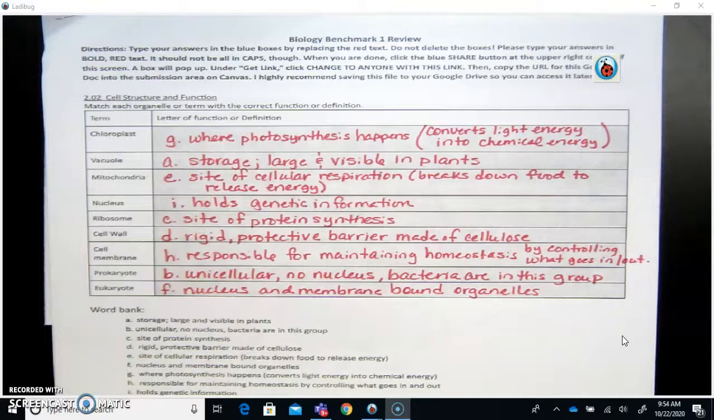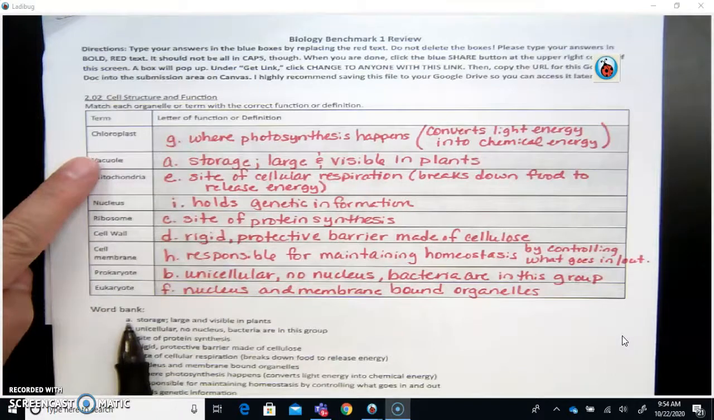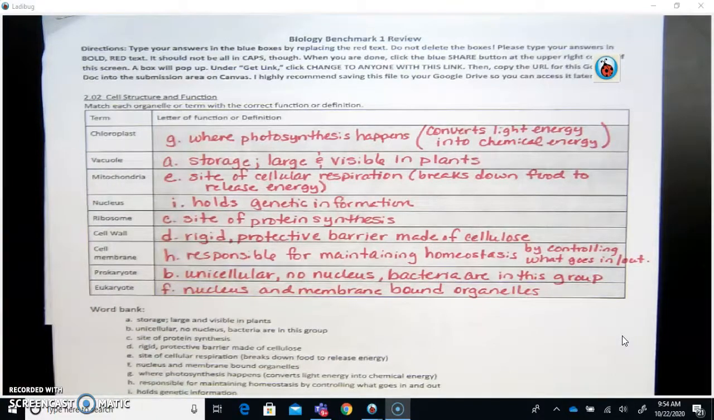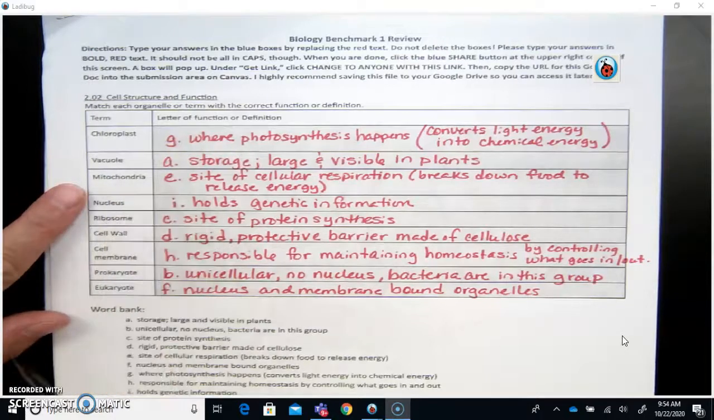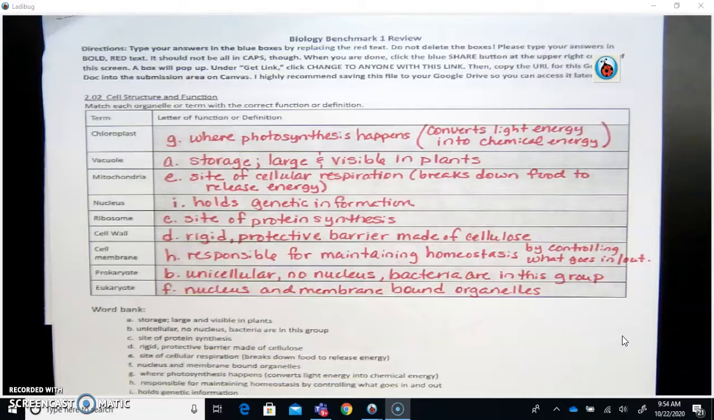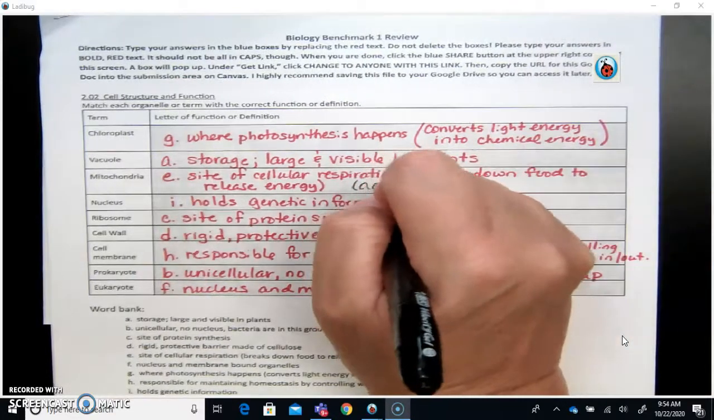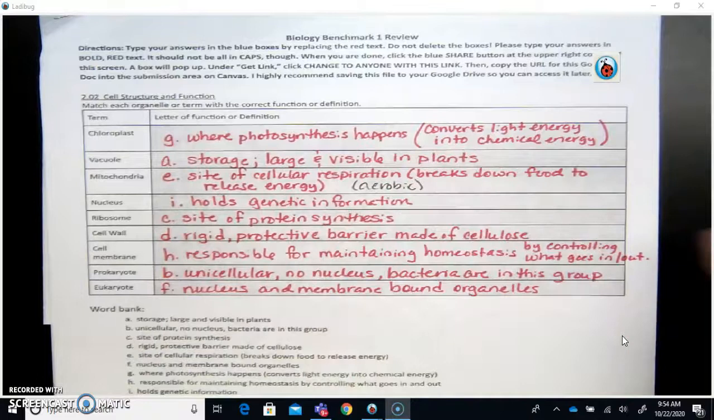So chloroplast is going to be G, where photosynthesis happens. It converts light into chemical energy. Vacuole is A, used for storage. It is large in plants. Is also visible in plants. They're small and numerous in animal cells. Mitochondria, E, site of cell respiration, and that's going to be aerobic respiration. This breaks down food to release energy, and that energy is going to be in the form of ATP.